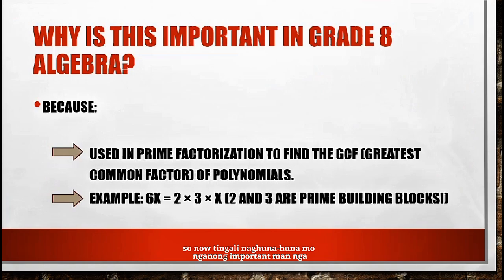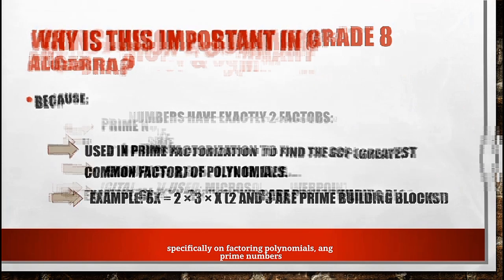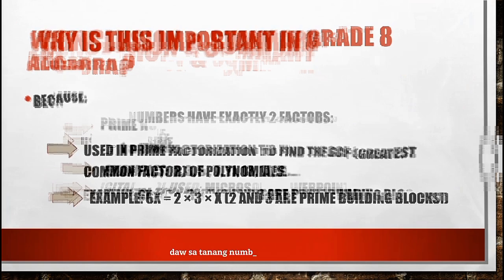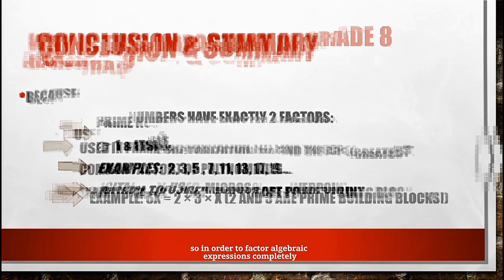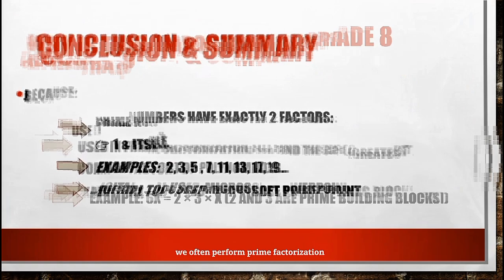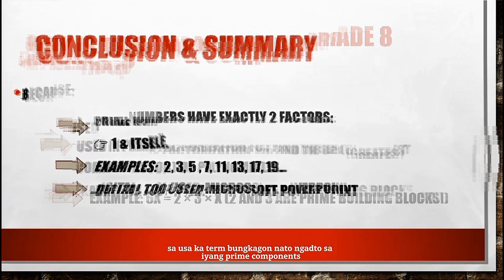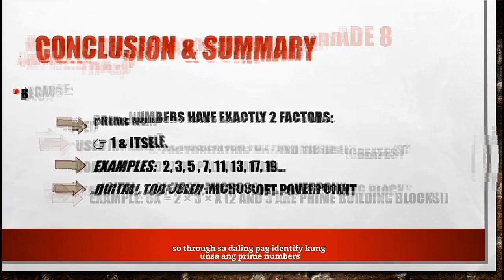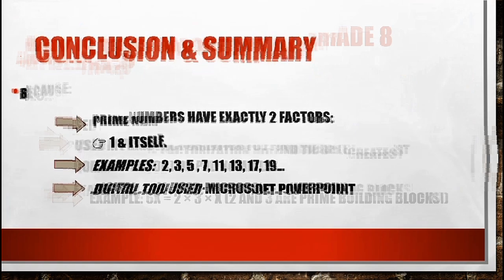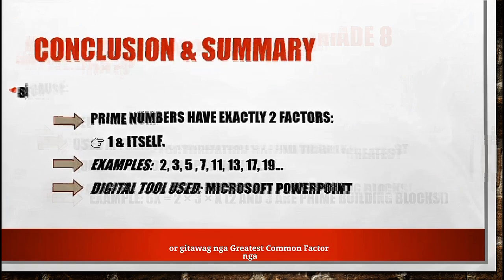So now, tingali nagunawan na mo nganong important man nga makatun nato ni sa grade 8 algebra. As we have seen in our curriculum topics, specifically on factoring polynomials, ang prime numbers ang giisip nga building blocks sa tanang number sa mathematics. So in order to factor algebraic expressions completely, we often perform prime factorization. For example, ang number 6 sa usa ka term, bungkagon nato ngadto sa iyang prime components, which is 2 times 3. So through sa daling pag-identify kung unsa ang prime numbers, mas mapadali og ma-organize nato ang pagpangita sa GCF or greatest common factor nga walay kalibog.